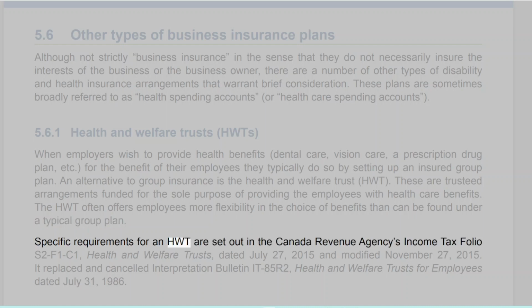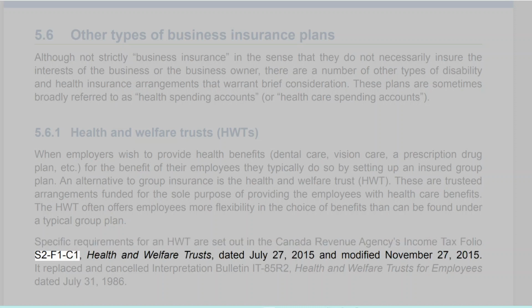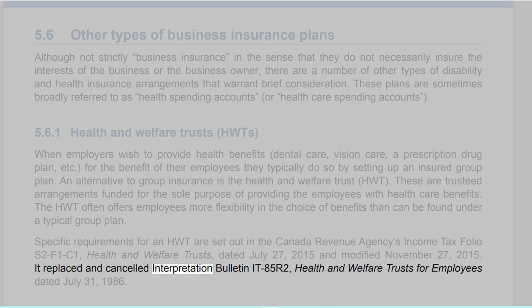Specific requirements for an HWT are set out in the Canada Revenue Agency's Income Tax Folio S2-F1-C1, Health and Welfare Trusts, dated July 27, 2015 and modified November 27, 2015. It replaced and cancelled Interpretation Bulletin IT-85R2, Health and Welfare Trusts for Employees, dated July 31, 1986.